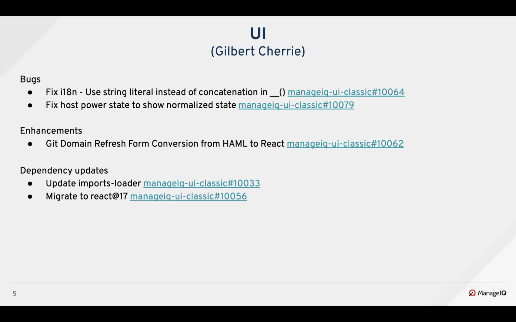Thanks, Jason. So for the UI, Elsa fixed an I18N bug using the string literal instead of concatenation. I fixed a bug with the host power state to show its normalized state now. For enhancements, Andy had the get domain refresh form conversion from Haml to React, and a couple important dependency updates we had. I updated imports loader to the latest possible version that we could support with our version of Webpack, and Osavod migrated React to version 17.